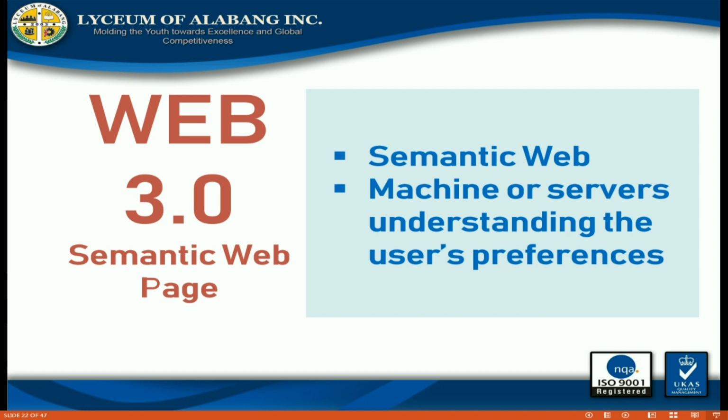It aims to have machines or servers understand the user's preferences to be ready to deliver online pages or web content. It allows online applications and websites to receive information that's on the web and give new information or data to the users.